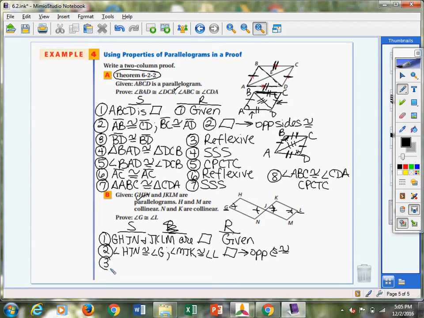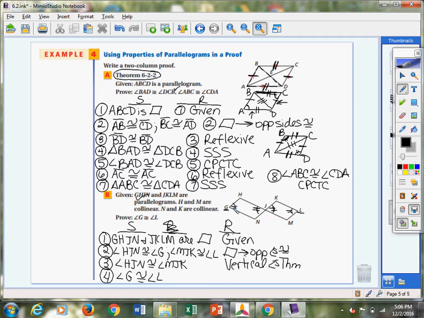So then step 3 is going to be a real short one. We can go, well, hey, the interesting thing is that angle HJN has to be congruent to angle MJK because they are vertical angles. And they are. So now these two are equal. So the middle two are equal, which means now we're ready to say that angle G has to be congruent to angle L.